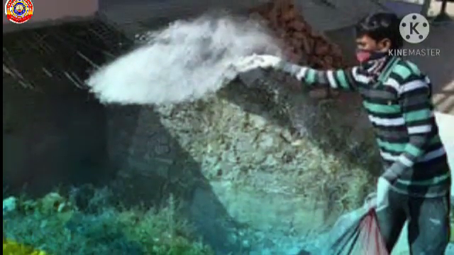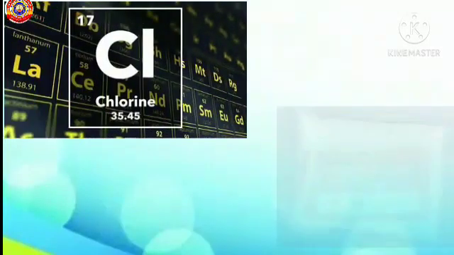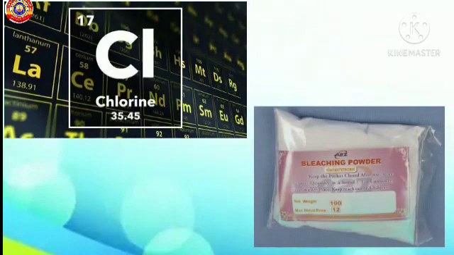Well, haven't you seen bleaching powder used for water purification? Aren't you familiar with the smell of bleaching powder? What is the reason for its characteristic smell? Yes, it is due to the presence of chlorine. Chlorine is the major component of bleaching powder. So let's learn about chlorine and its characteristic properties.